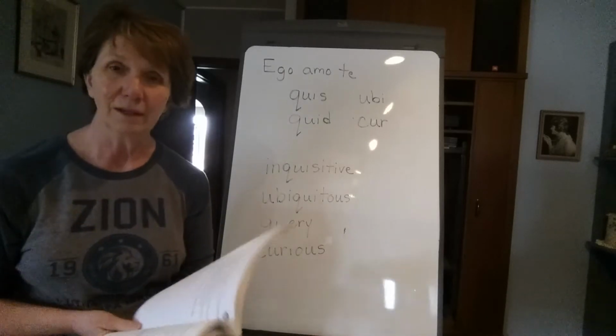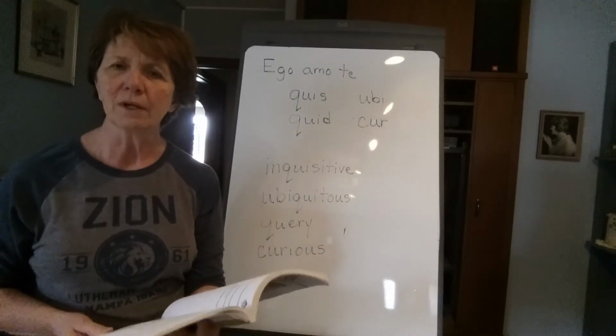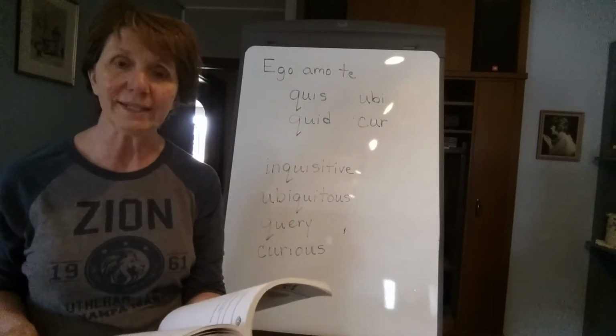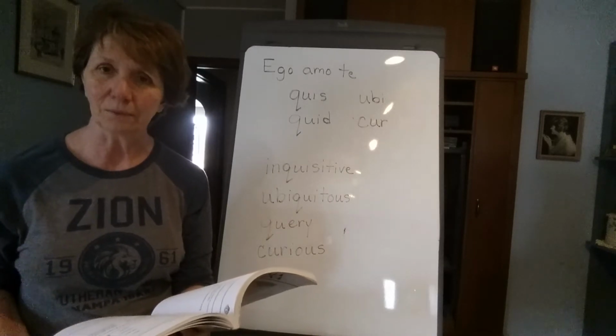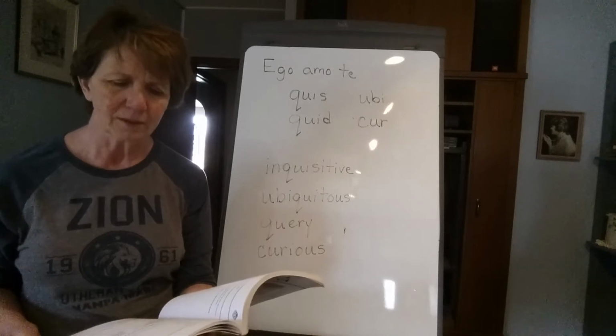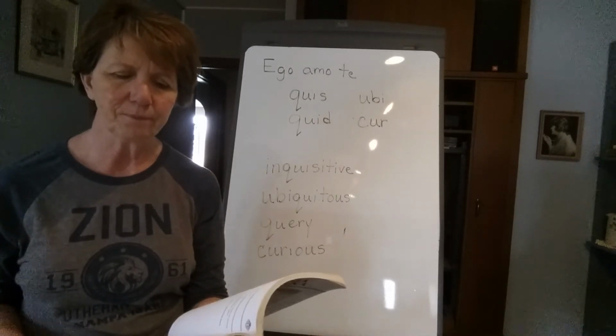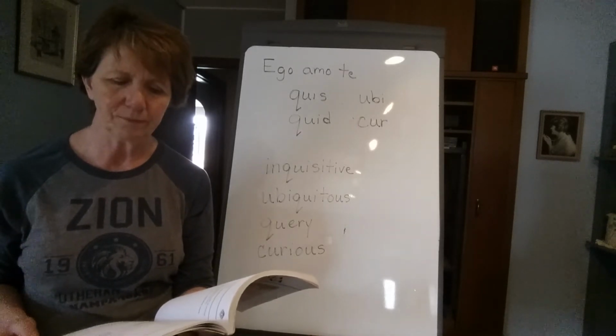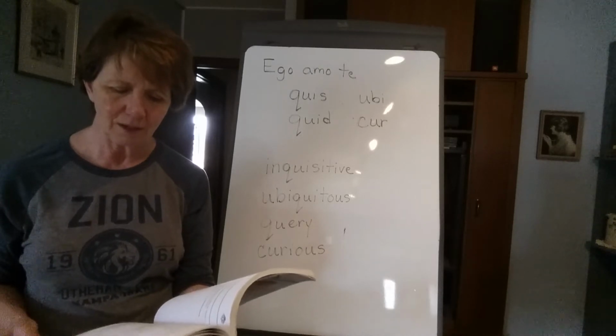Then we move into our vocabulary, okay? Quis refers to who. Quid refers to what. Ubi, where. And cur is why. So repeat after me. Quis, quid, ubi, and cur.